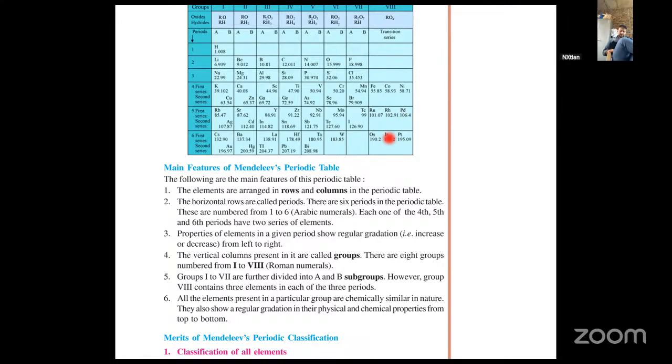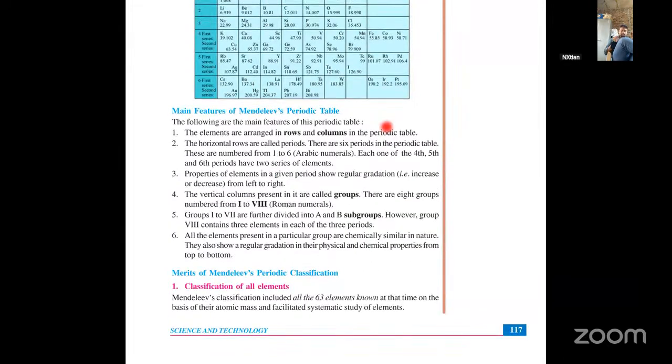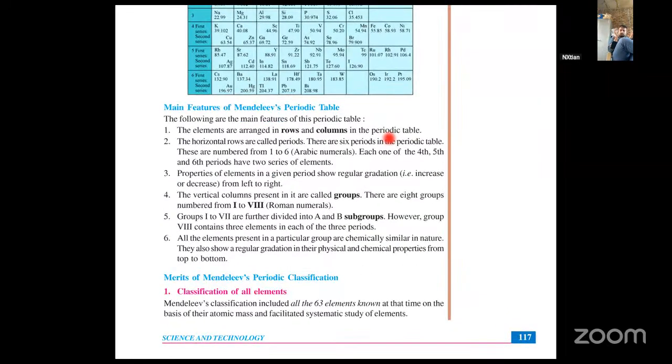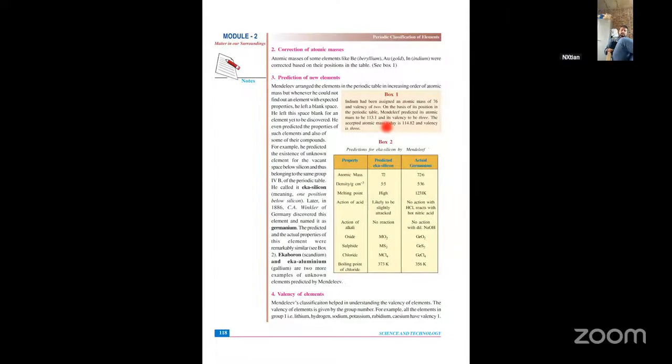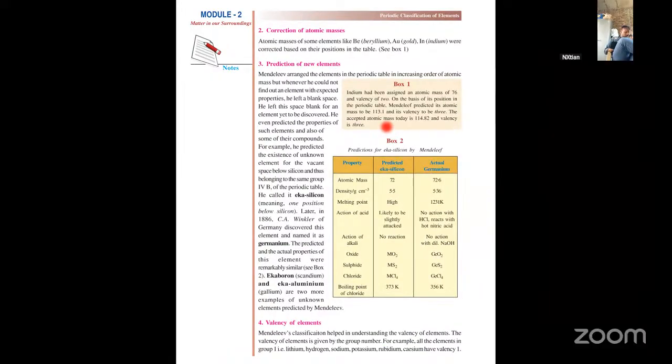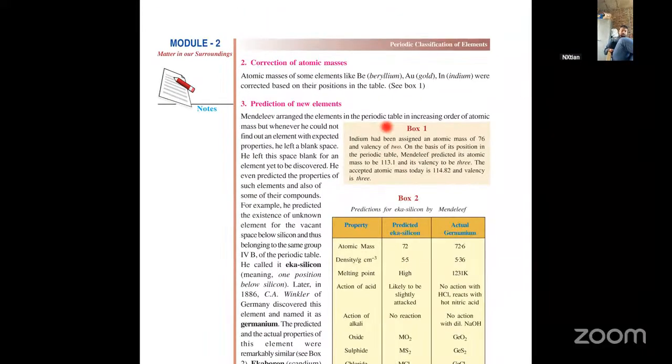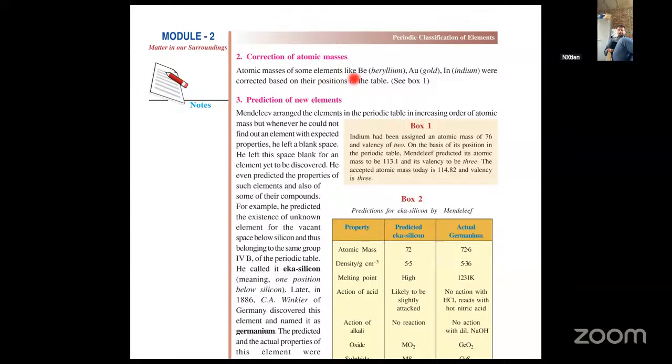Okay, now the classification of all the elements. The first merit of Mendeleev was that he arranged all the 63 elements in the periodic table. Did you understand? He arranged all the 63 elements in a periodic table. Now second is the correction of atomic masses. He corrected some atomic masses also.